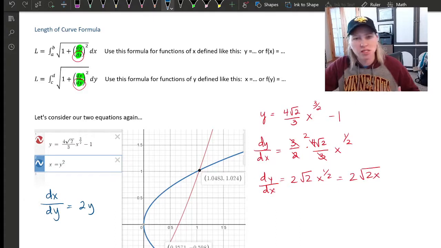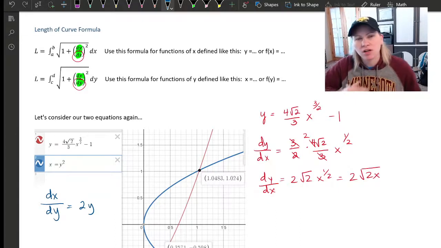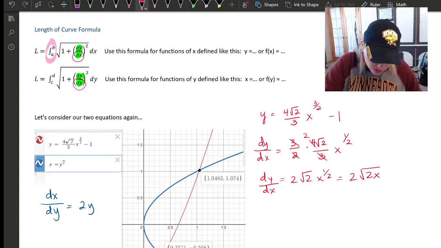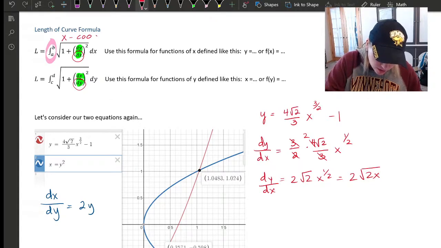Now, let's talk about these limits of integration. You'll notice that for the first one, the limits are a to b. What I want to highlight here is that these are x coordinates. So a and b, these are all x coordinates.